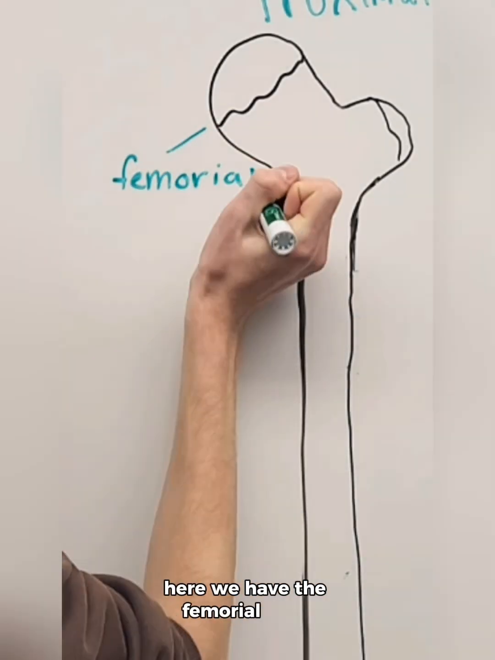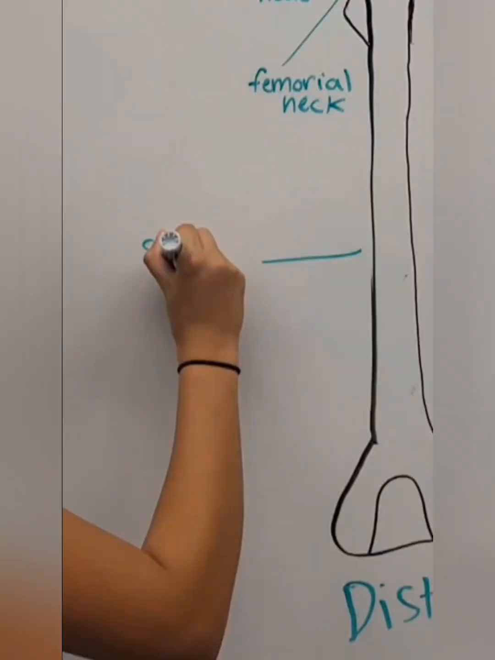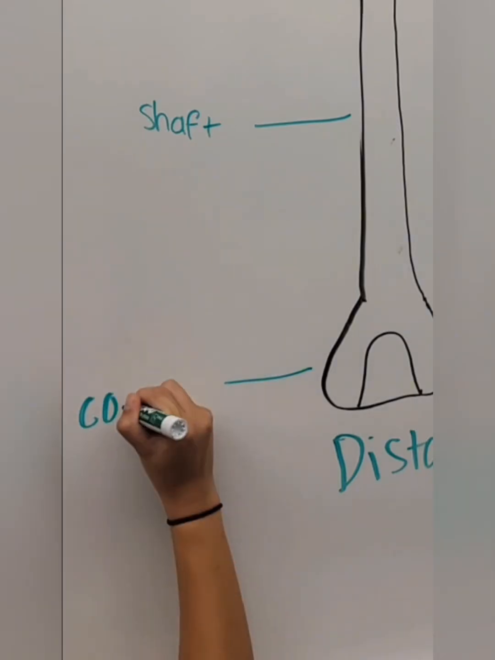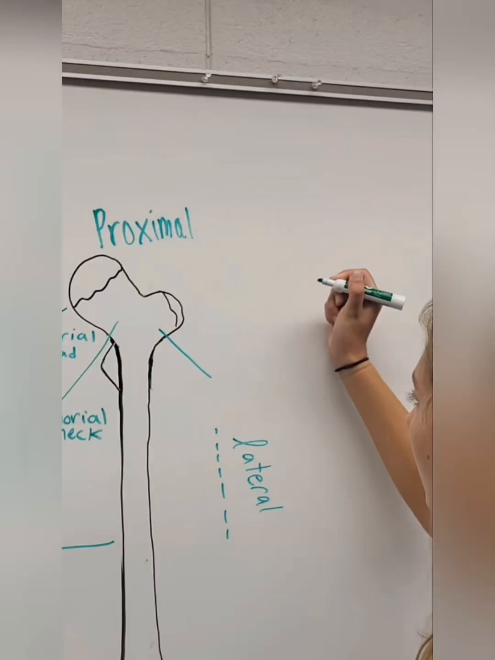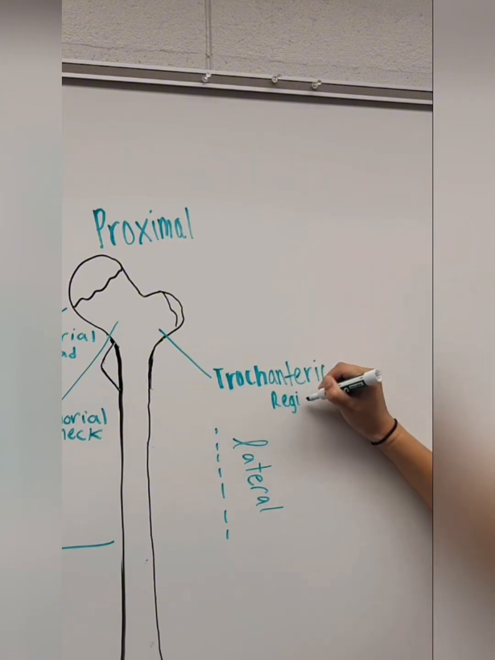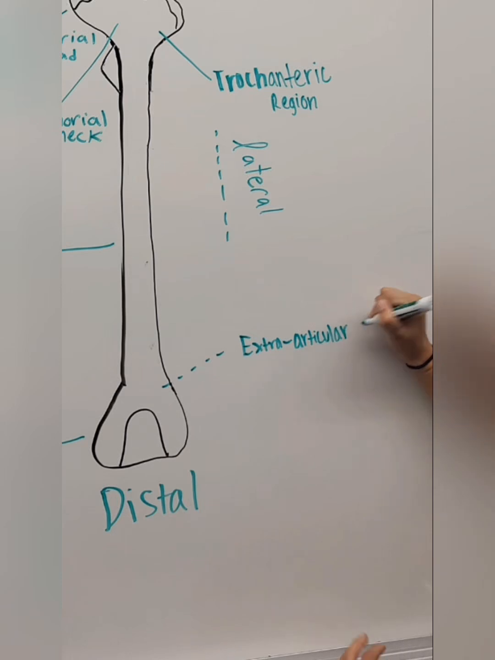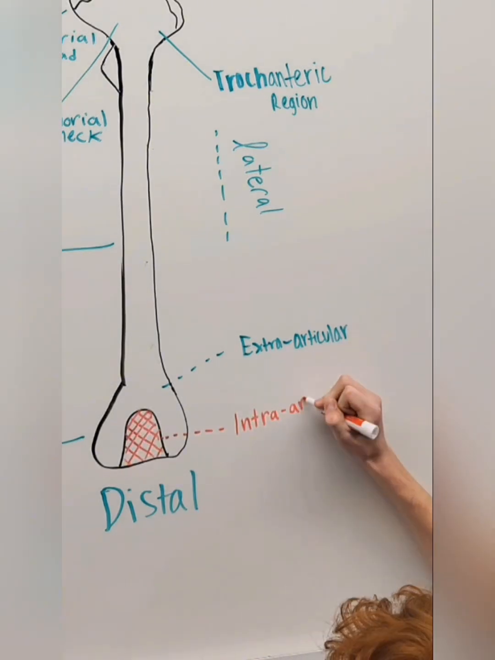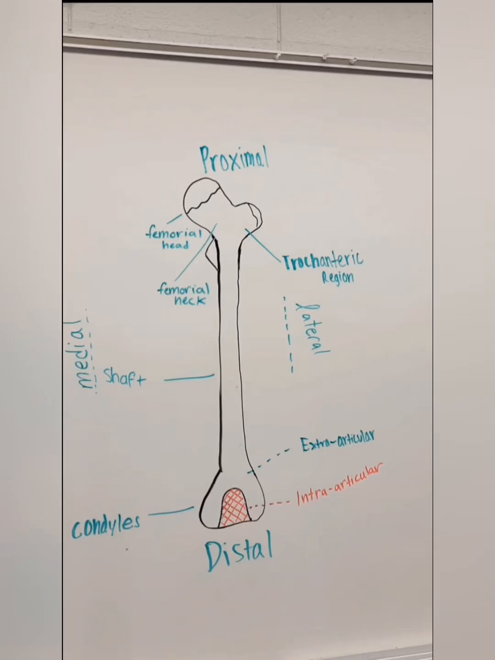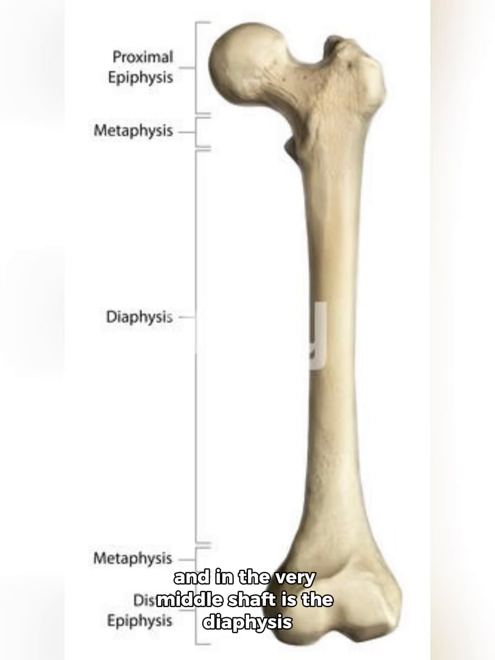Here we have the femoral head, the femoral neck, the shaft, the condyles. Here we have the trochanteric region, the extra-articular, and the intra-articular. At each end we have the epiphysis. In between them is the metaphysis, and in the very middle shaft is the diaphysis.